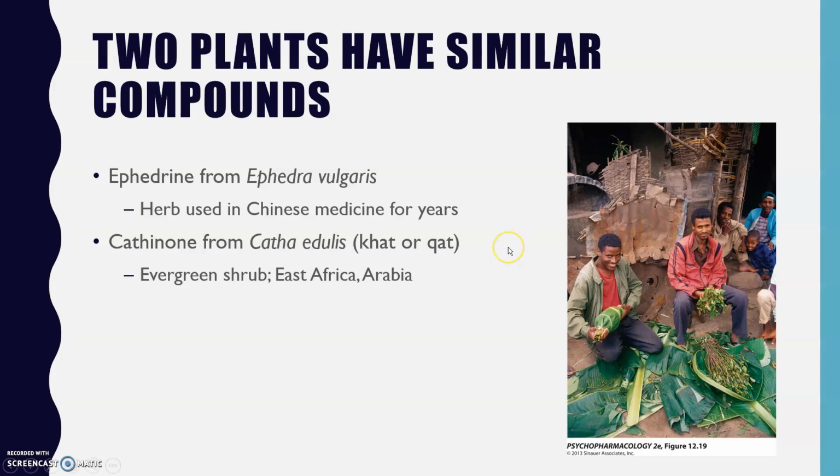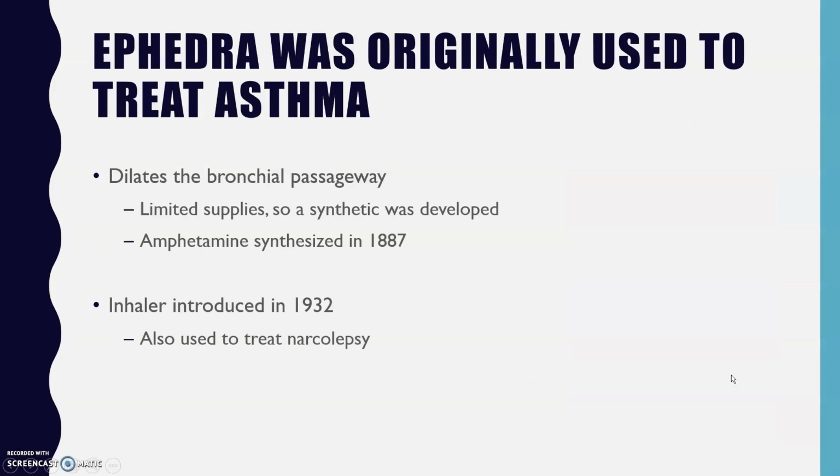So there are two different plants that have similar compounds to amphetamines. I've already mentioned ephedrine from the Ephedra vulgaris plant. This has been an herb that has been used in Chinese medicine for thousands of years. It's been suggested that it's actually one of the world's oldest drugs. People would take ephedra and basically put it into a tea called ma huang. We have cathinone from Catha edulis, which is referred to as khat. That is an evergreen shrub that grows in East Africa as well as Arabia. You can actually see here is part of the cathinone plant.